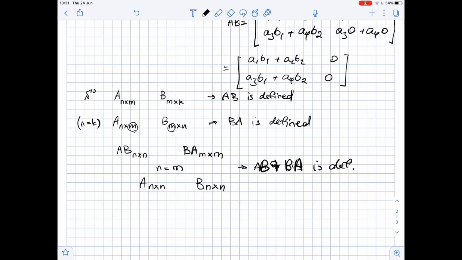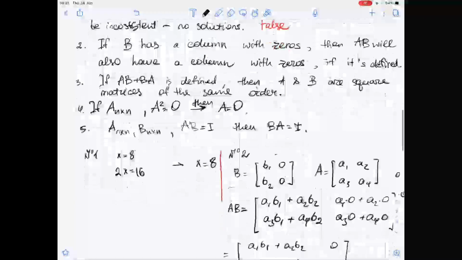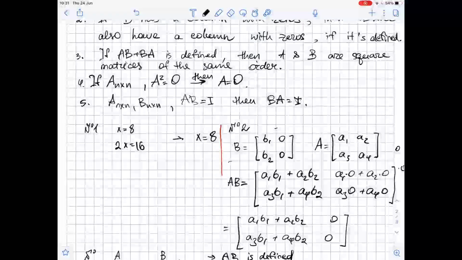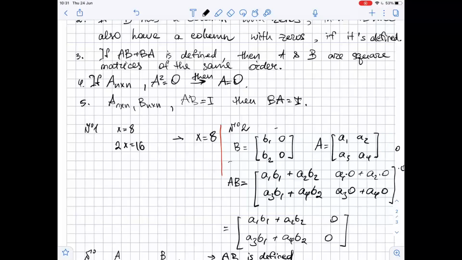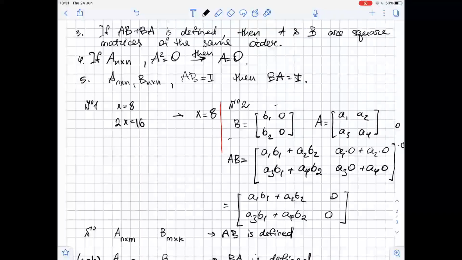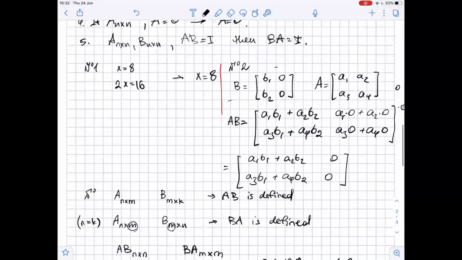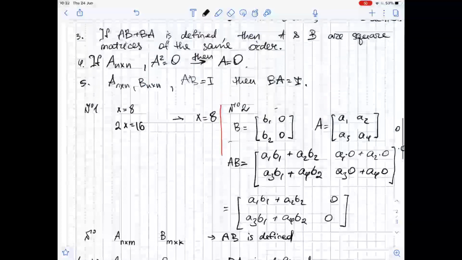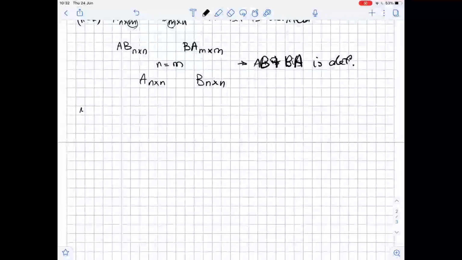Well, now let's move on to number 4. Number 4 is not true, it's false. We can prove it by providing an example. So basically number 4 states that if A is an n by n matrix and A squared equals 0, where 0 is a zero matrix, then this means that A is a zero matrix. Well, let's try to find a counterexample for this.